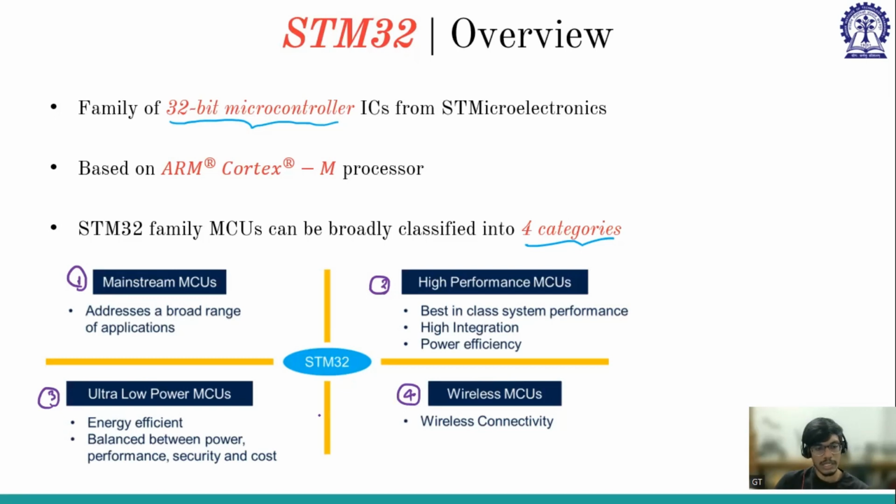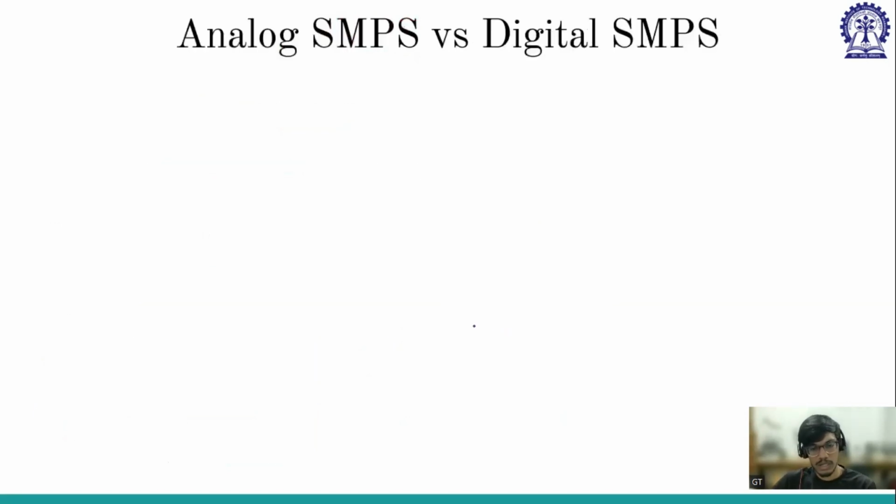So they are not making an MCU for a generalized application. They are making it specific for different applications, so it will be efficient as well as optimized for that application, and it will have the hardware and other features related to that application so that it will be beneficial for that particular application. And similarly, they have microcontrollers for various applications.